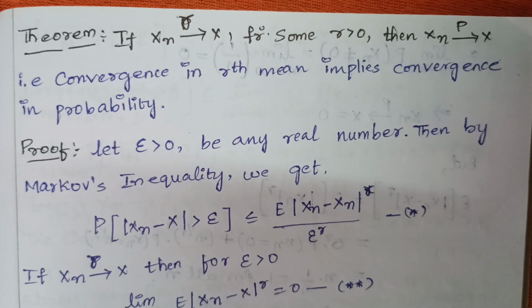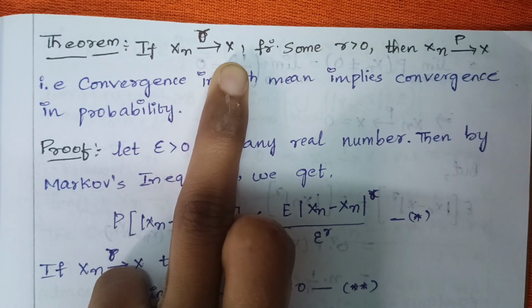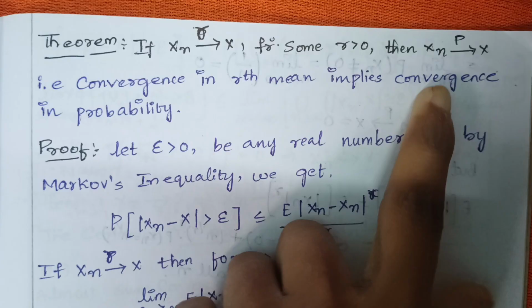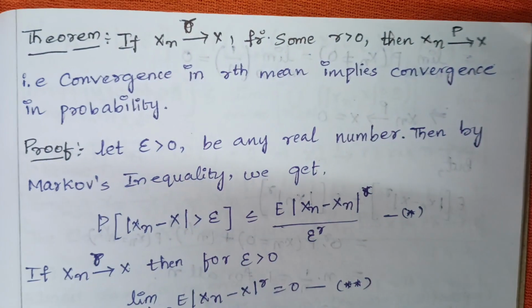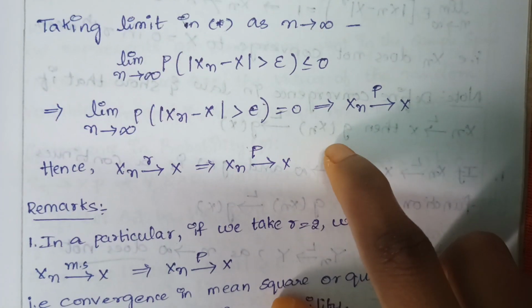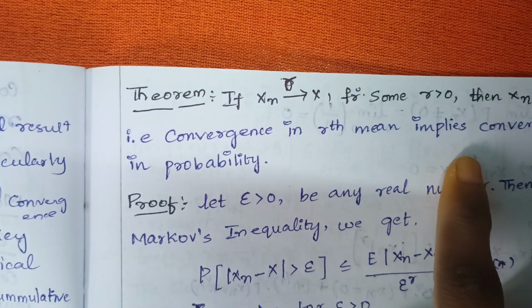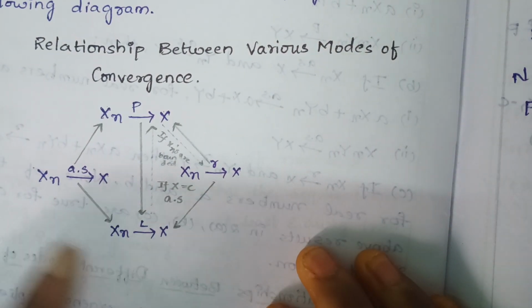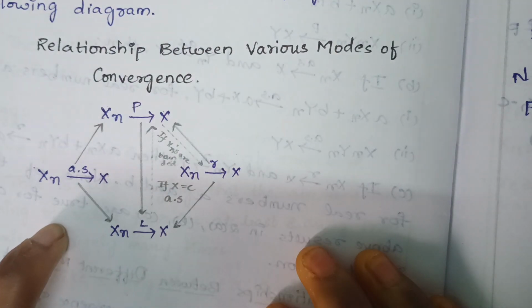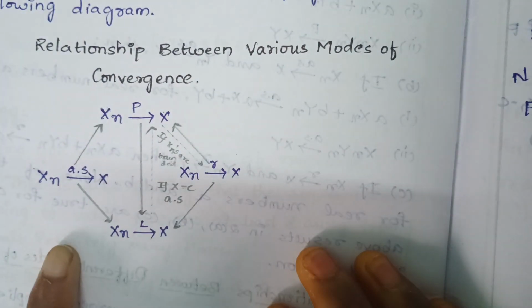Here, if you see, I have notes like: if Xn converges to X in rth mean, then show that Xn converges to X in probability. This is the theorem statement and this is the proof. In this way, you need to learn the interrelationships. If you remember this one, then you can easily learn the interrelationship between modes of convergence. This is the easiest way to learn.